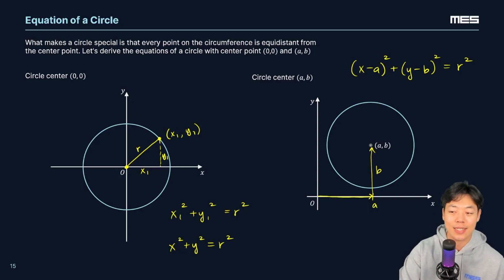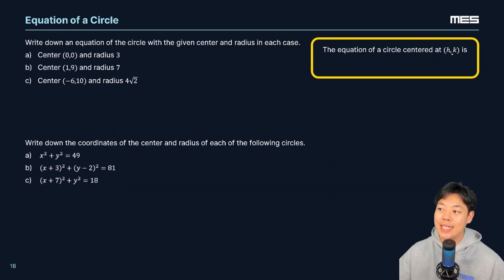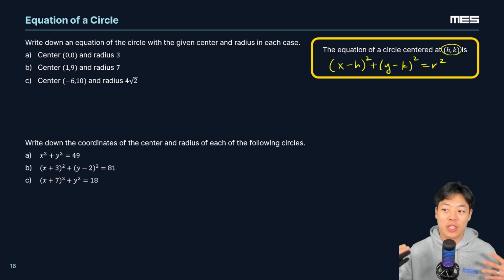And that's what takes us to the equation of a circle centered at h comma k. We'll have x minus h squared plus y minus k squared will equal r squared, and this is the general equation of a circle that will always hold. So let's check this one out.